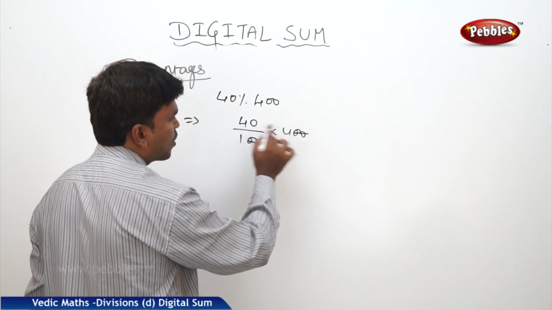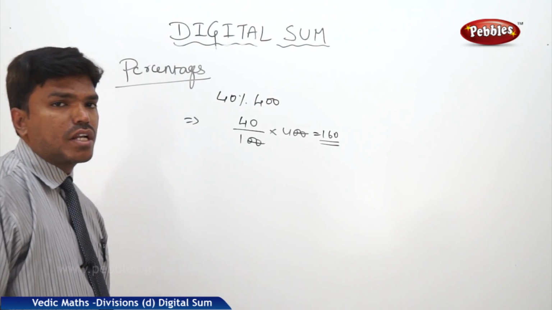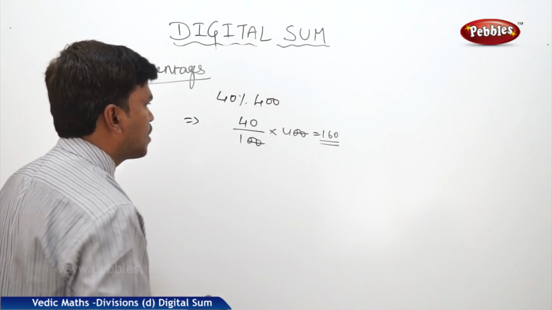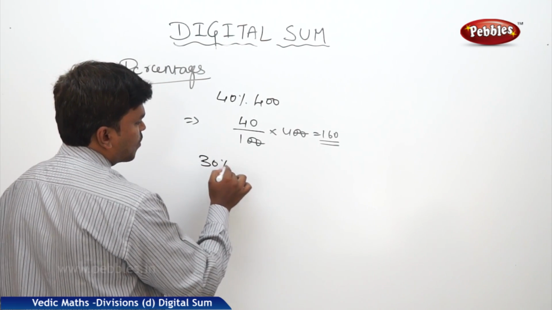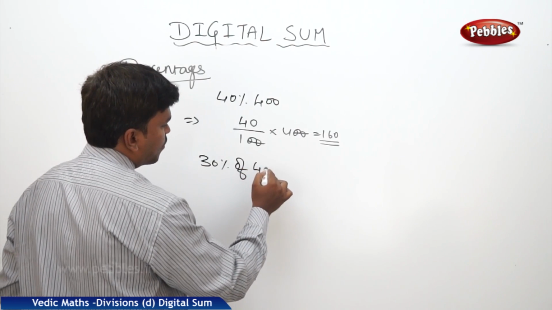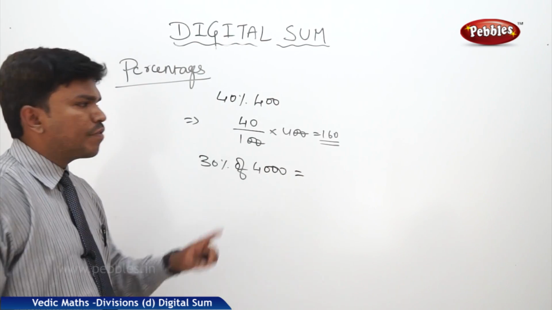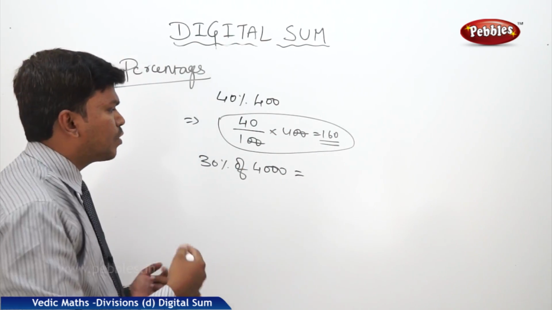Zeros will be cancelled. 4 4s are 160. Yes or no? But there are some techniques where you can easily apply within a few steps. Suppose I want 30% of 4,000. Apart from going for this calculation, you better do it directly like this.